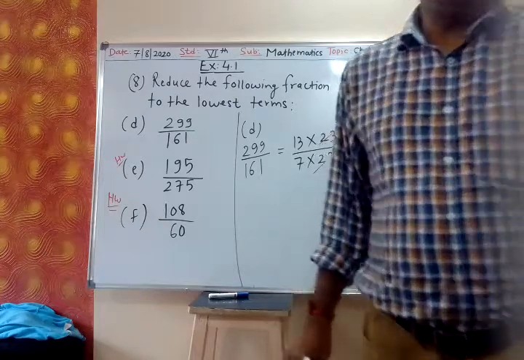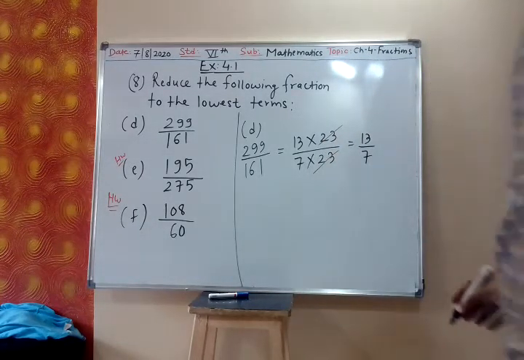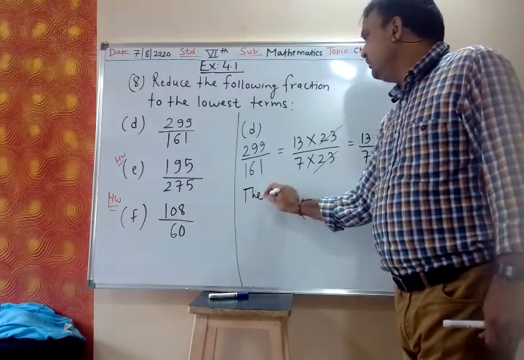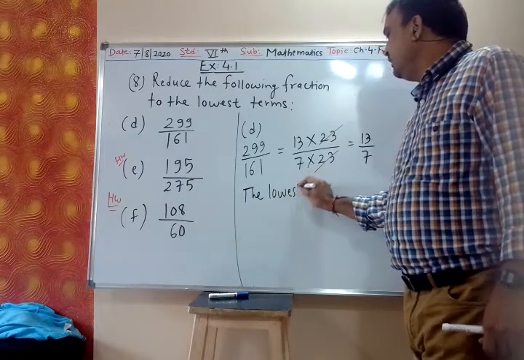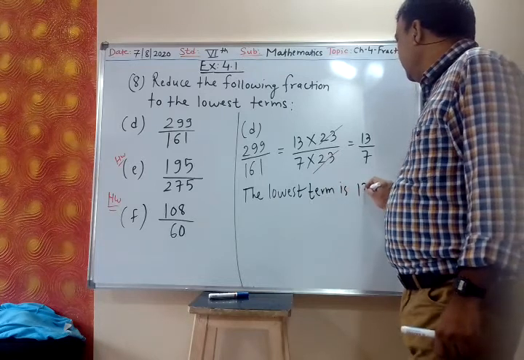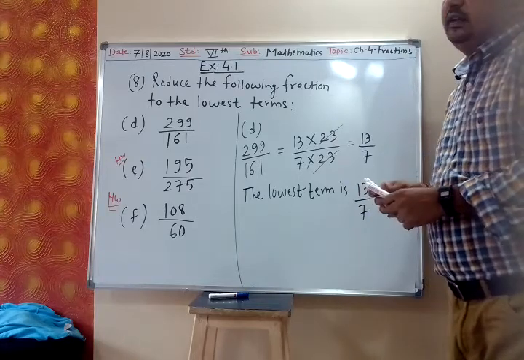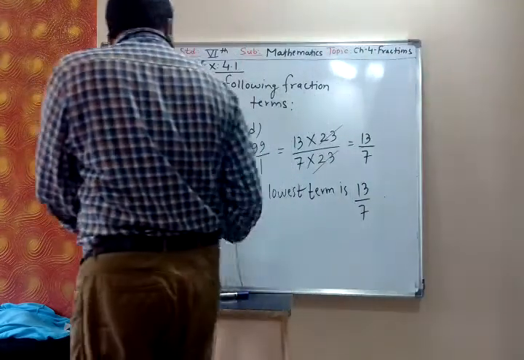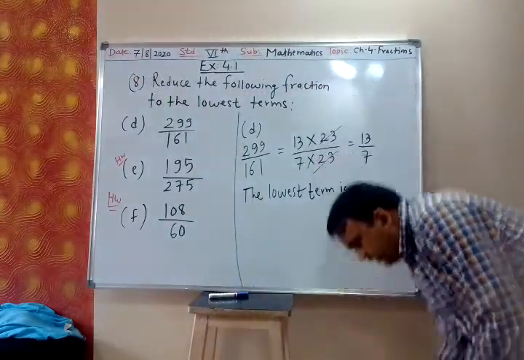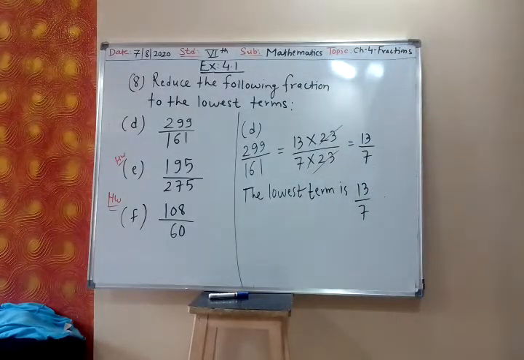Yes, it is very much clear. 13 upon 7 is the lowest term. The board is very much clear, right? The lowest term is 13 upon 7.